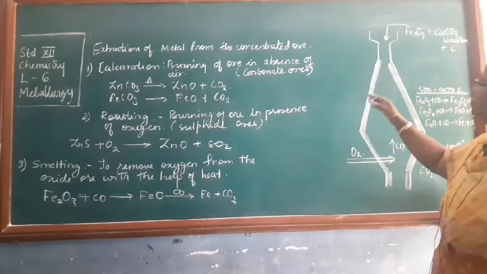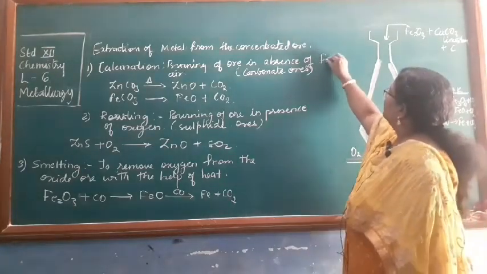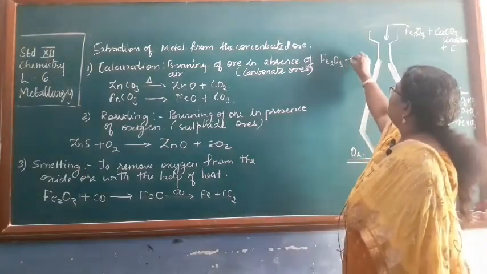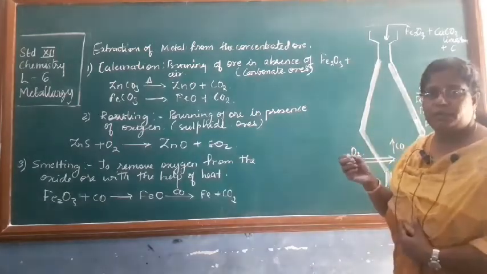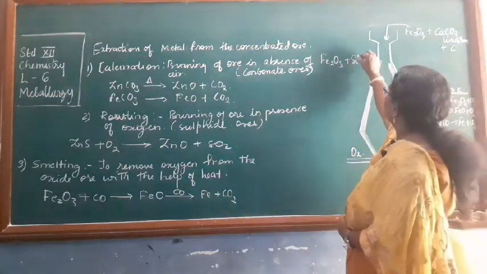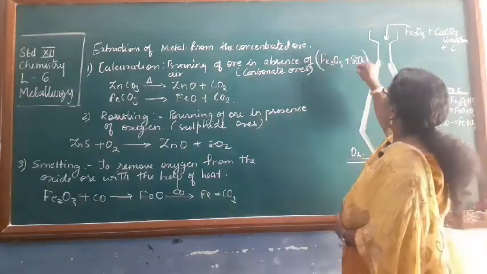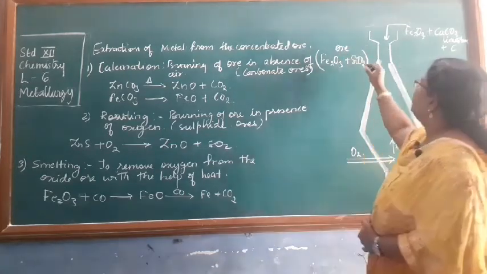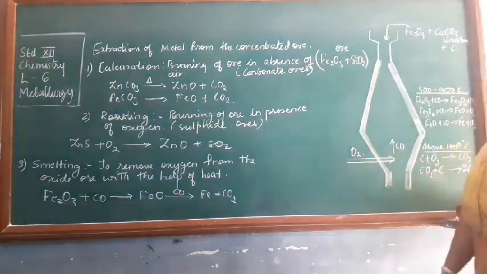Now the Fe2O3 which we add, our ore, has various impurities like SiO2. Our ore will have the impurity of SiO2.